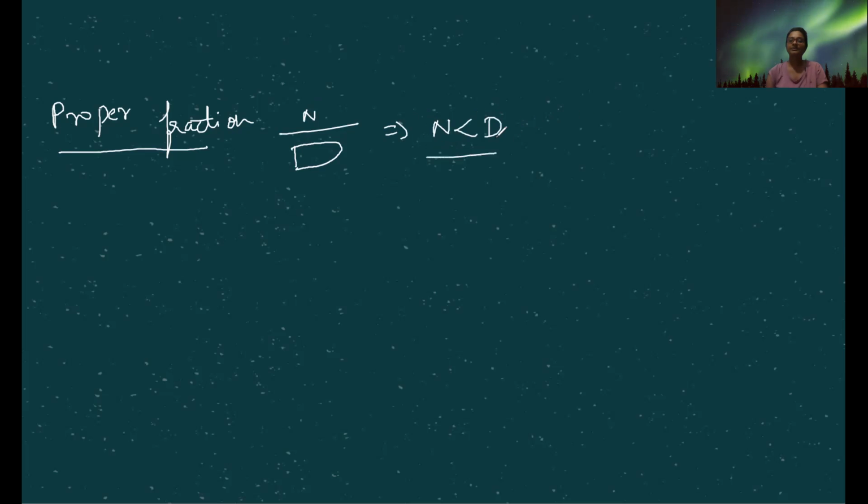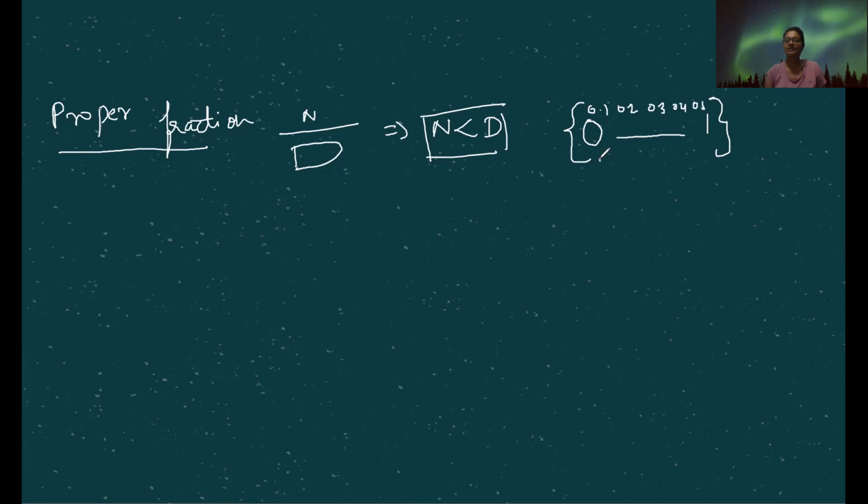Okay, note this down. Numerator small, denominator big. Here you have to remember one most important point: the answer always lies between 0 and 1. It will not go above 1. So the answer will be in between 0.1, 0.2, 0.3, 0.4, 0.5, 0.6, 0.7, 0.8, 0.9. It will not go beyond 1. Okay, great. Now let's take an example.